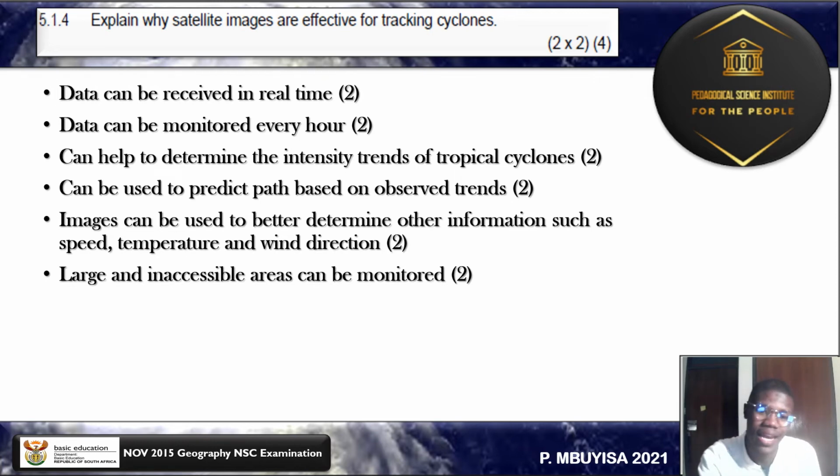Satellite images are large and can allow for the monitoring of these cyclones in areas that have limited accessibility. Yeah.